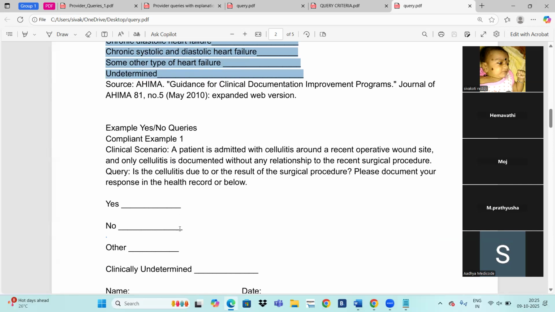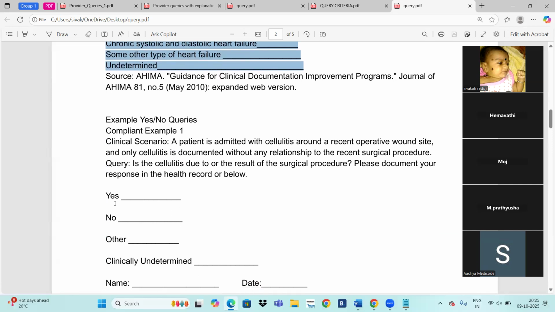Then yes or no query, simple. Two options: yes, no, other or undetermined. These two options, other and undetermined, are common for any query format. So with yes or no, in these two options, we need to resolve the diagnosis.